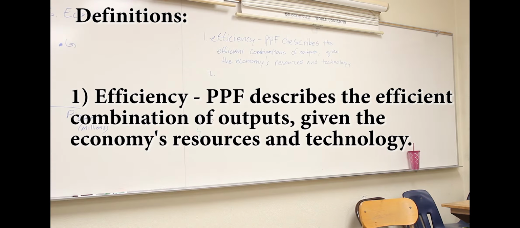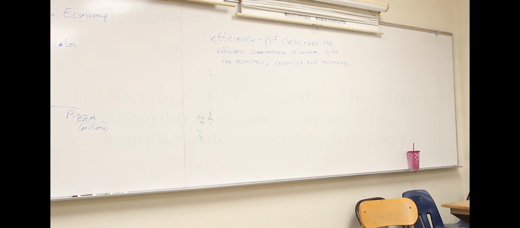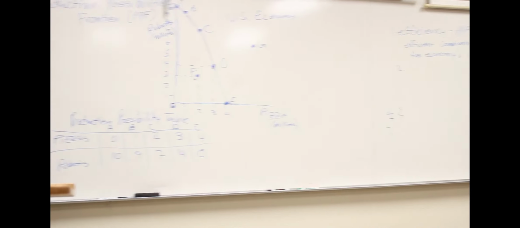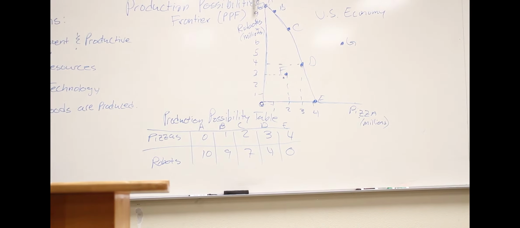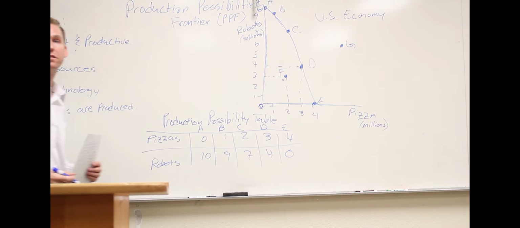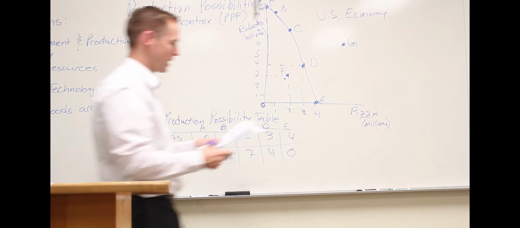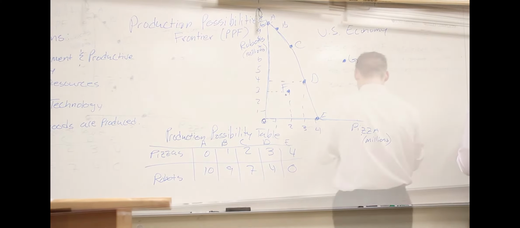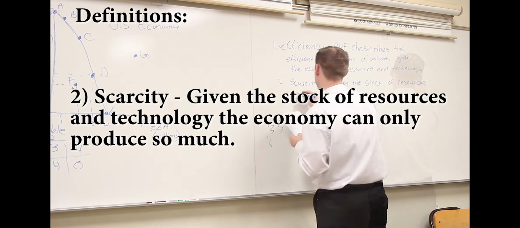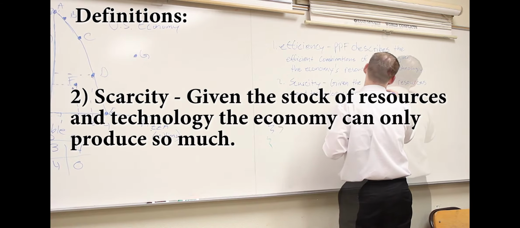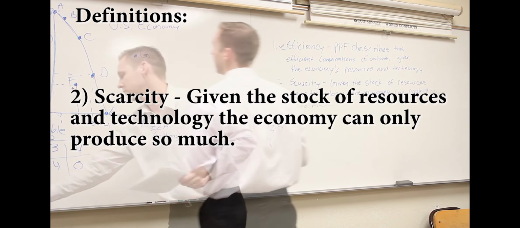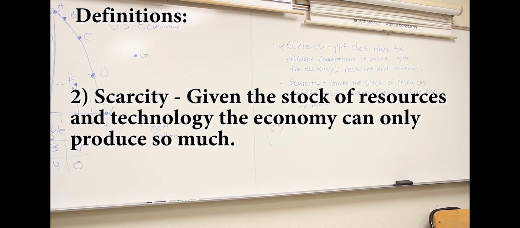Okay? So the next one is scarcity, right? This shows scarcity. Given the fixed resources that we have and the technology, we can only produce so much, which are these points on this line. So that would be the scarcity part, where you can see it in this model. So given the stock of resources and technology, the economy can only produce so much. Okay, is everyone okay with that so far?